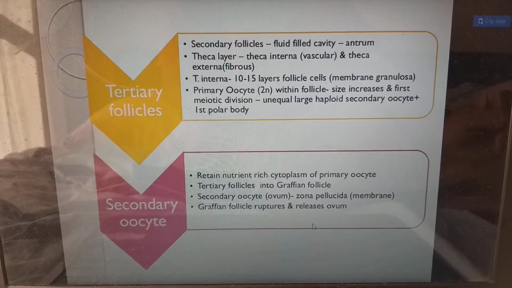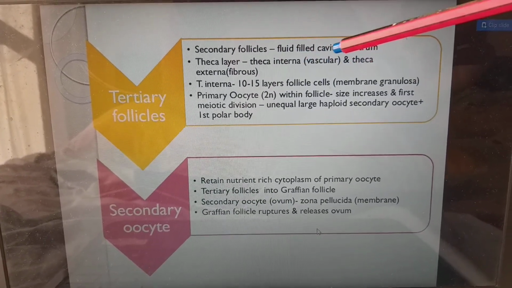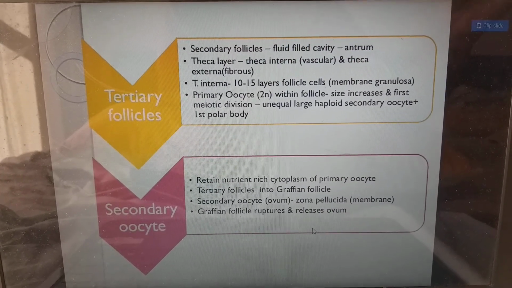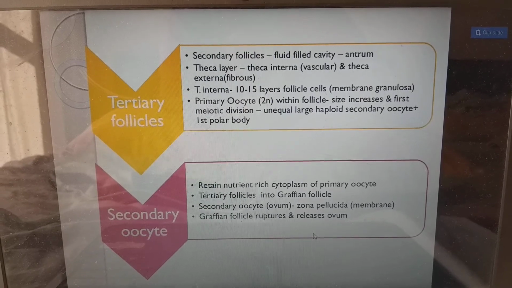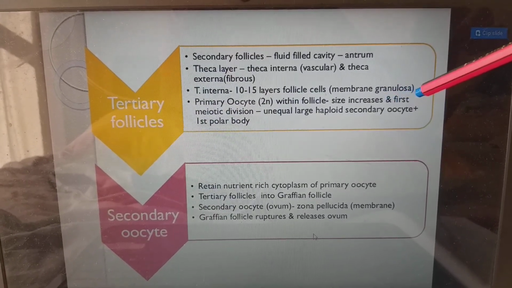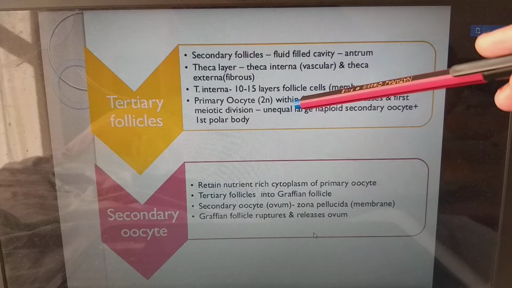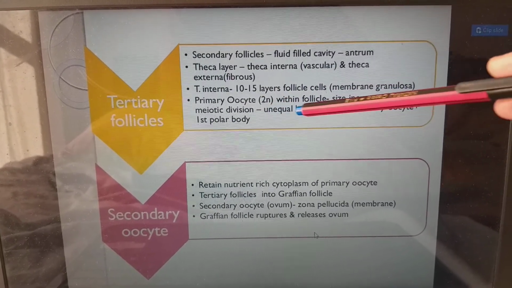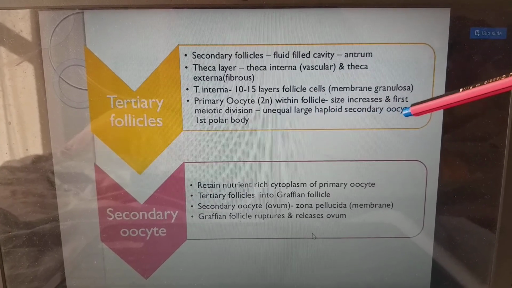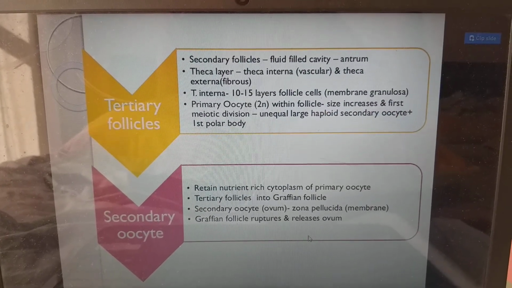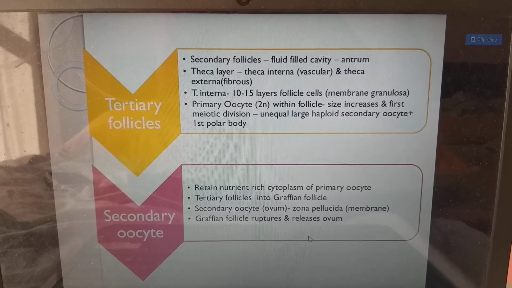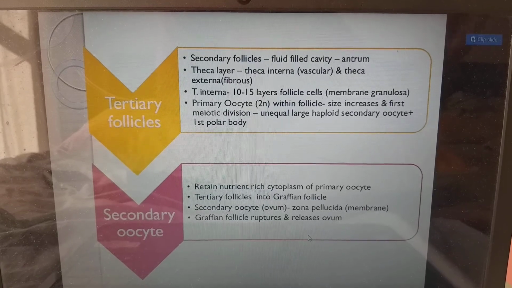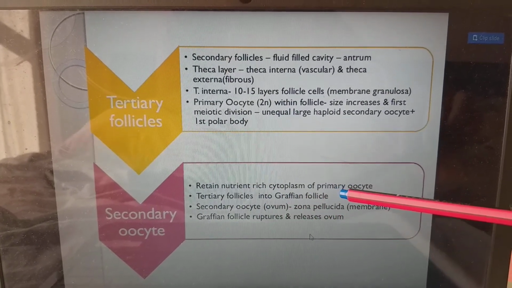The theca layers are theca externa and theca interna. Theca interna is vascular and theca externa is fibrous. The follicle has around 10 to 15 layers of follicle cells, the membrana granulosa. The primary oocyte within the follicle increases in size, and in the first meiotic division, an unequal division gives a large haploid secondary oocyte plus the first polar body. Next, secondary oocyte: the rich nutrient cytoplasm of the primary oocyte, the tertiary follicle develops into the Graafian follicle.